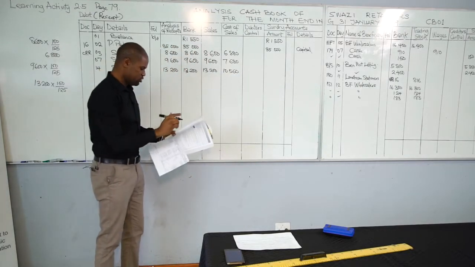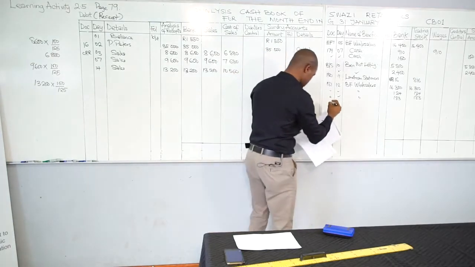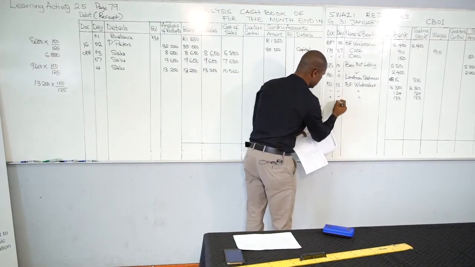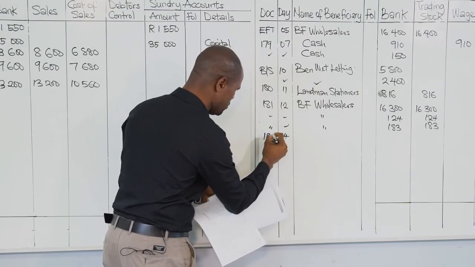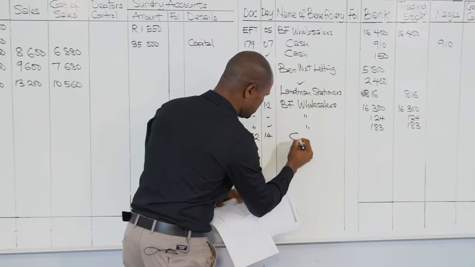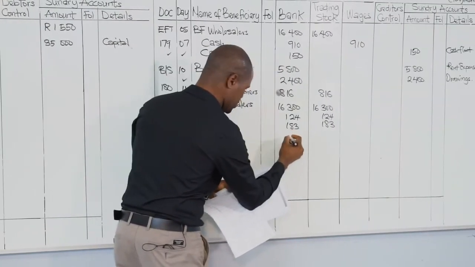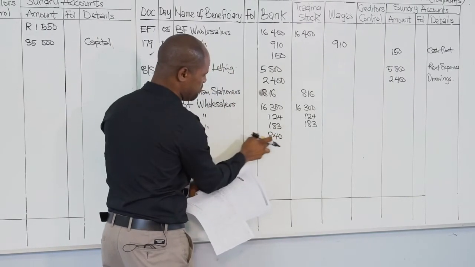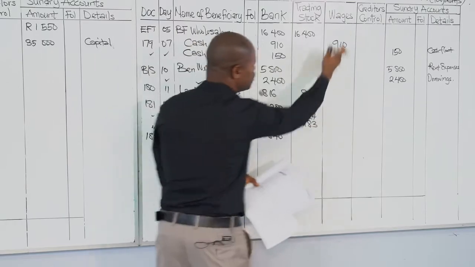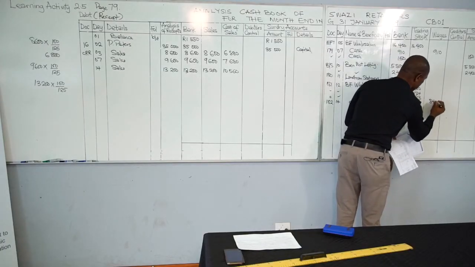The other transaction is a check issued for payment of wages on the same date, which is the 14th. The check is 182, and here you write cash. Then you put the amount, which is 840, and because this amount is meant for wages, it goes into the wages column, 840.